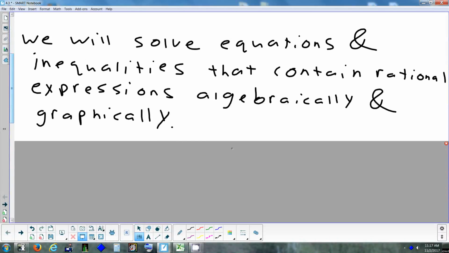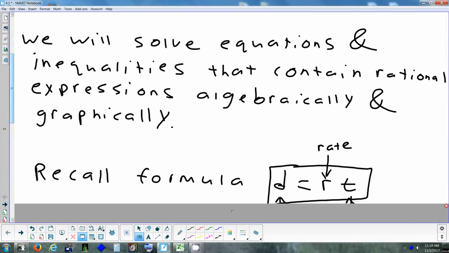All right, when you have a fraction, what's the one thing you have to be careful about with fractions? You can't do what? A zero in the denominator. Right, you can't have a zero in the denominator. So we'll keep that in mind, and I'll come back to that.